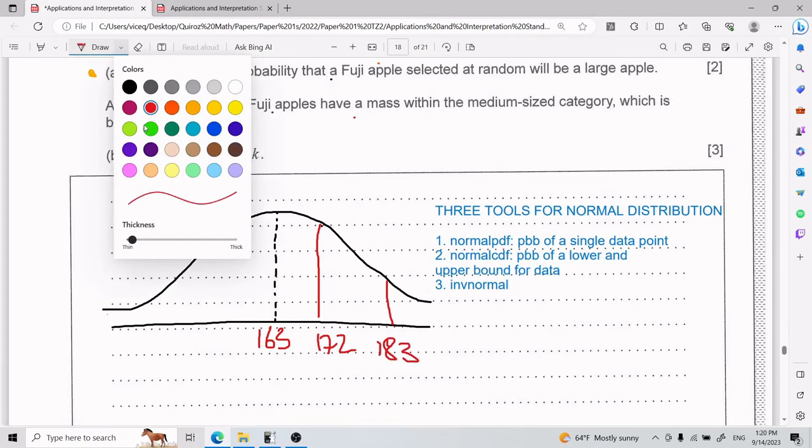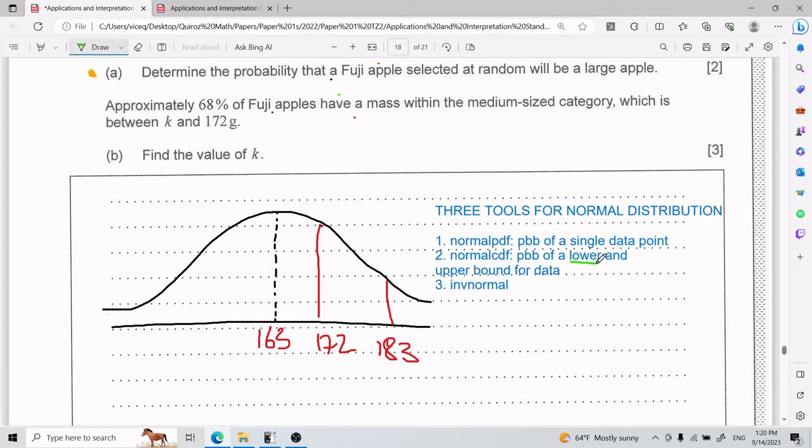Normal CDF would help you find from a lower, cierto? From a lower, which would be 172, to an upper bound, which is 183. So it would help me find this area here, see? So normal CDF, that's what it's for, see?